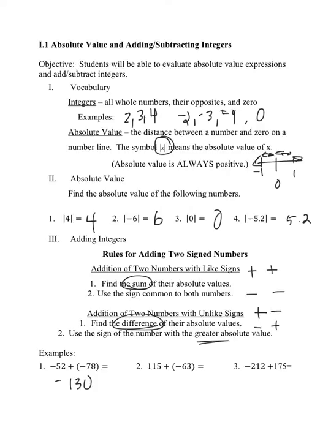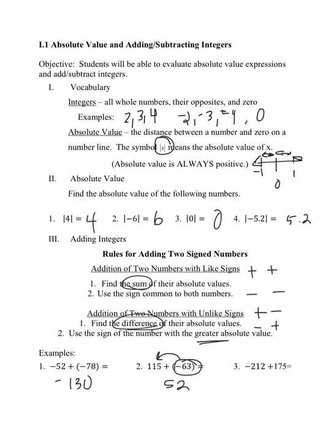If you have 115 positives and then 63 negatives, well, a bunch of those are going to cancel each other out. When you have one positive, one negative, they cancel each other out. So what you're going to do is take 115 and take 63 and actually subtract them. Find their difference because you want to subtract the 63 negatives out of the 115 positives. So it's going to leave you with 52.